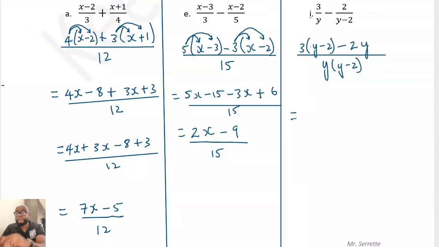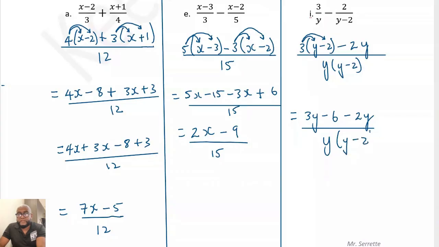So let's simplify. 3 is going to multiply by y, and 3 is going to multiply by 2. So what will we get? Minus 2y, all over y by y minus 2, close bracket. We leave the denominator as is because that denominator was my LCM. So 3y minus 2y will give me 1y or just y. So it'll be y minus 6 over y by y minus 2.